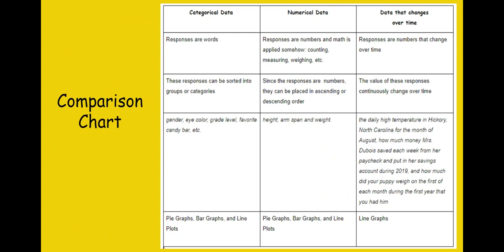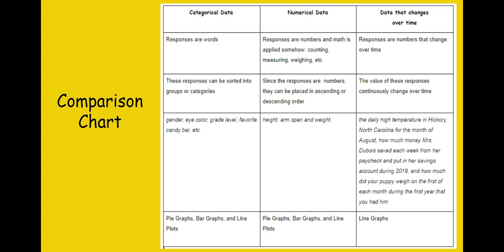All right, I love a good comparison chart. It just lets me kind of look at the different features. So when I look at a comparison of the categorical data, the numerical data, and the data that changes over time, let's go through the first row. In categorical data, the responses are words, whereas in numerical data, your responses are numbers, and somehow math is applied. Maybe you had to count, maybe you had to measure, maybe you had to weigh something. All right. But data that changes over time, again, just like numerical data, your responses are numbers, but they differ because they change over time.